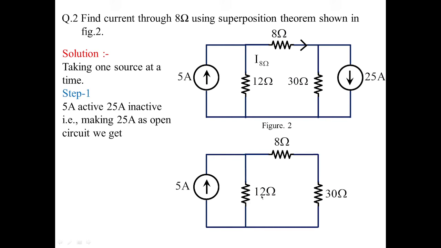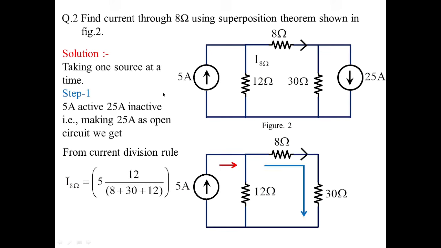Now you can see 12 ohms is in parallel with the series combination of 8 with 30. So with this, I'm going to apply the current division rule. The current across 8 ohms or across 30 ohms will be one and the same because it's a series circuit. So it is equal to the total current, 5 amperes coming from this side, times 12, the opposite resistance, which is opposite to 8 in series with 30, whole divided by the sum of the total resistances, which is 8 plus 30 plus 12. So this will give you the answer as 1.2 amperes. So with 5 amperes as active, I got the result as 1.2 amperes.